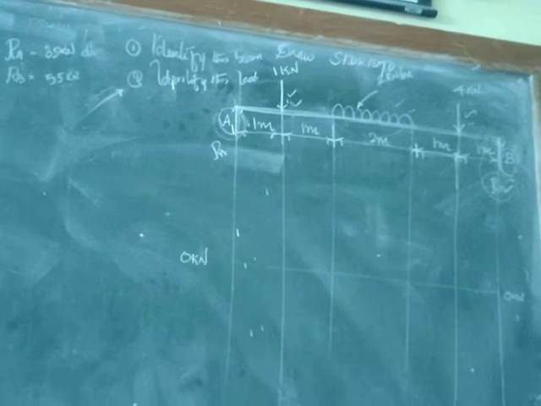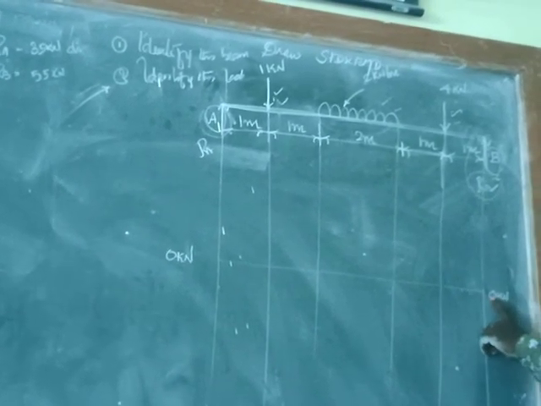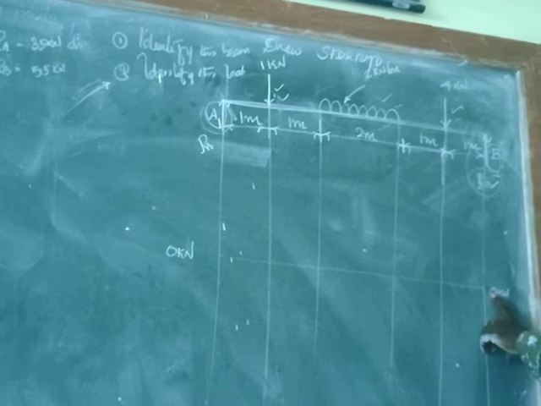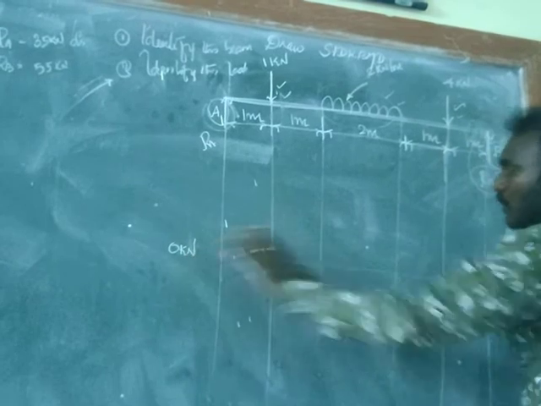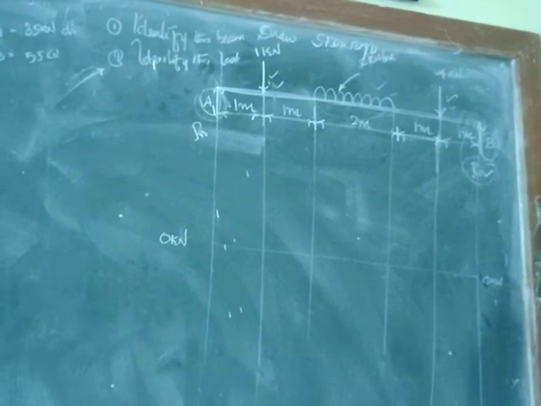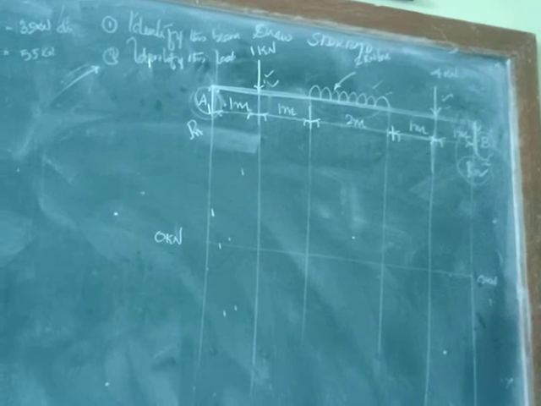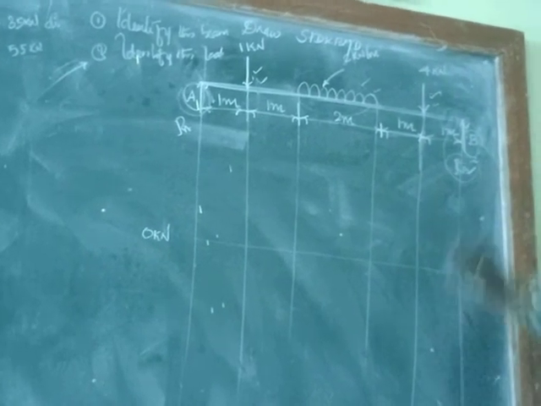Okay. Now listen. The starting is 0 kilonewton. In this area we are going to draw the shear force diagram. What is shear force? Summation of all vertical forces acting at either side of the beam. This is the definition.